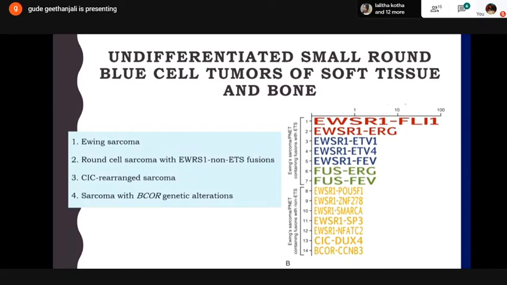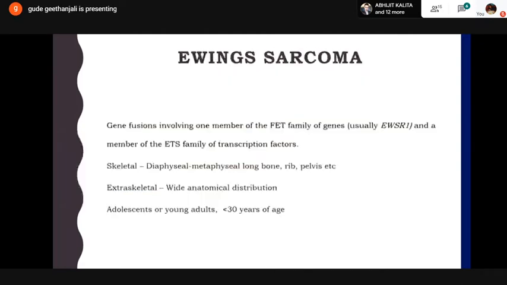So that is EWSR1 non-ETS fusion. And the others, which were previously called Ewing-like sarcoma, are the CIC-rearranged sarcoma and sarcoma with BCOR genetic alterations. So Ewing sarcoma, definition-wise, we should have the fusion between EWSR1 or FUS, which is a FET family of gene, with the ETS family. And Ewing sarcoma can be present in skeletal or extraskeletal distribution. Within skeletal, it occurs in metaphysis or diaphysis, and extraskeletally, it has a wide anatomical distribution.